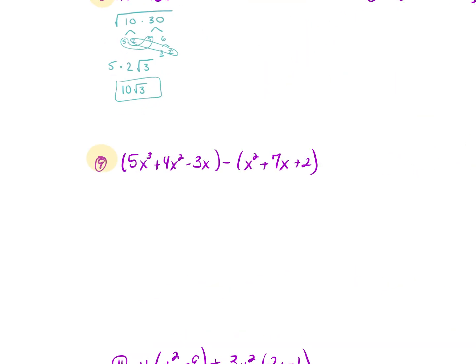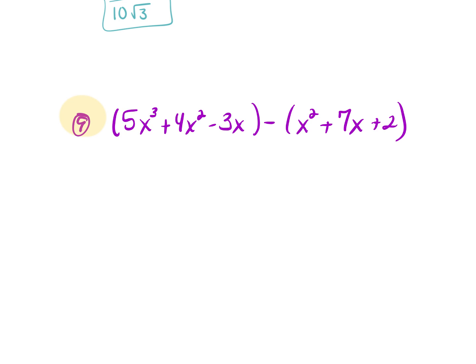Let's do number 9 next. So here we're subtracting. We need to combine our like terms and put it into standard form when we subtract. But what's the first step that we have to do when subtracting? Distribute the negative. Perfect. So we've got negative x squared minus 7x minus 2.